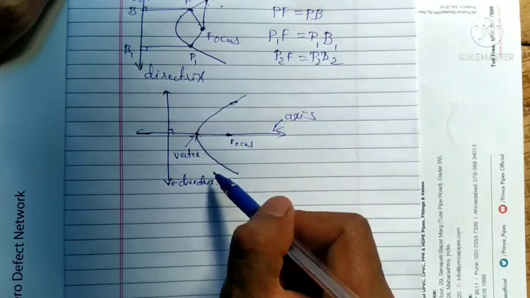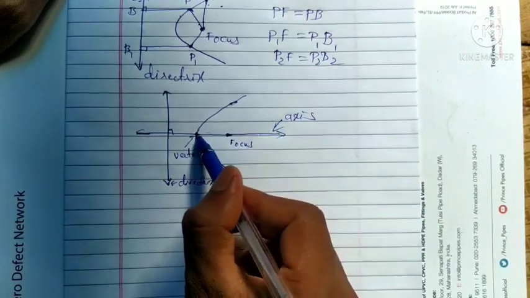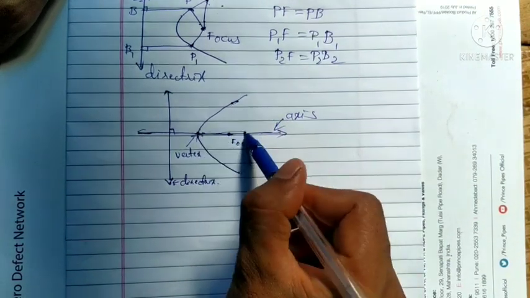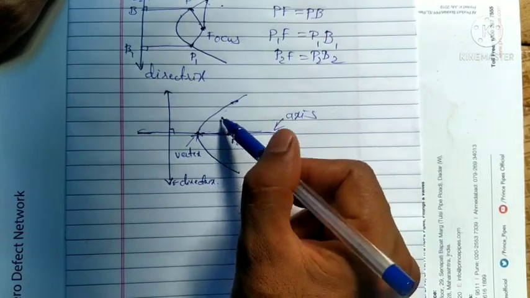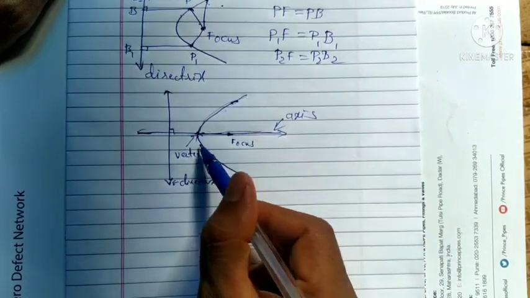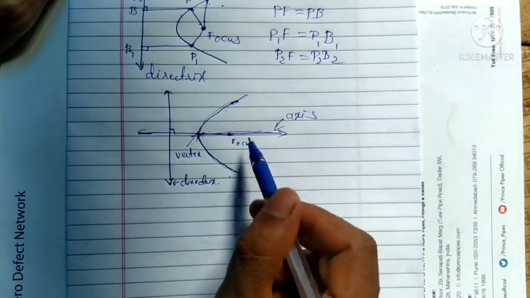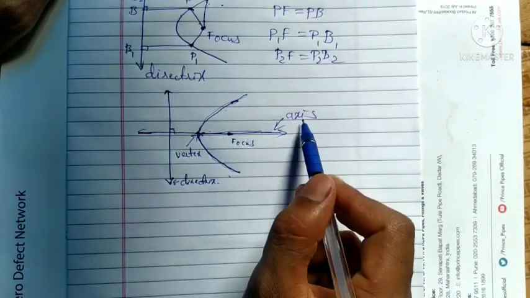The parabola is symmetric about its axis. That is, if you fold the parabola along the axis, the two portions coincide, which is why the parabola is symmetric about its axis.